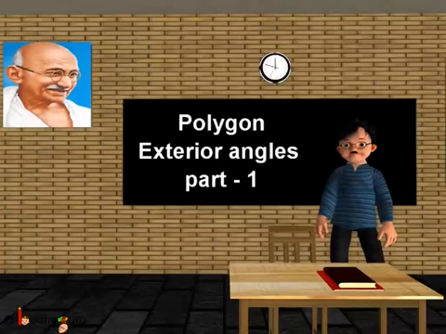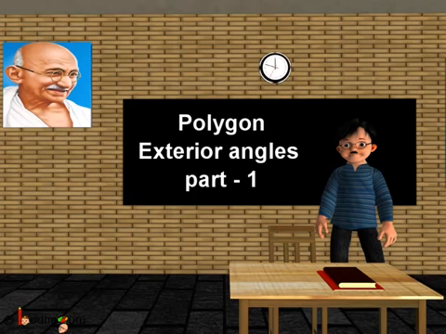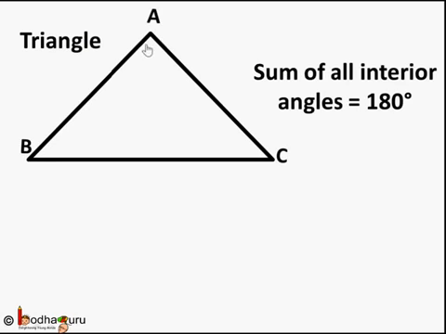Hello children, in this lesson we are going to learn how to find the sum of exterior angles of a polygon. Let's revise what we have learned in our previous lesson. We learned about the sum of interior angles of a polygon.